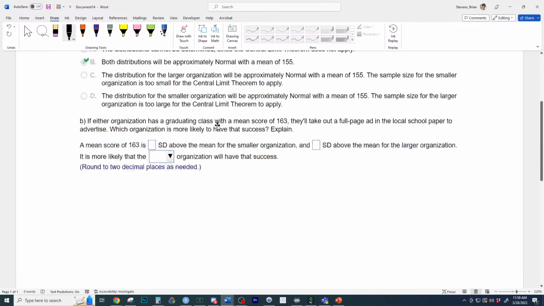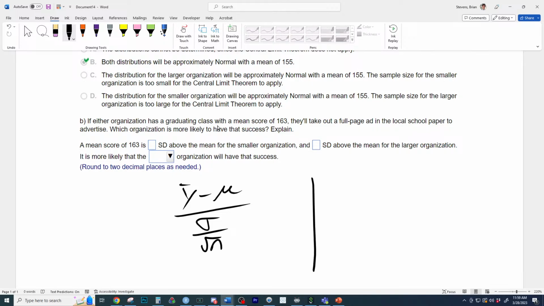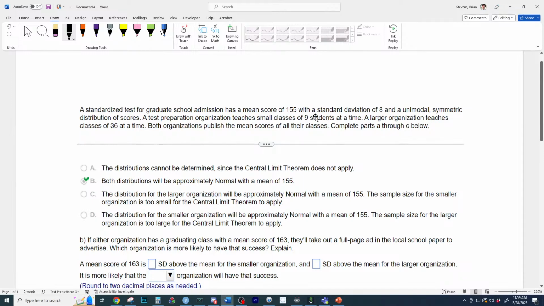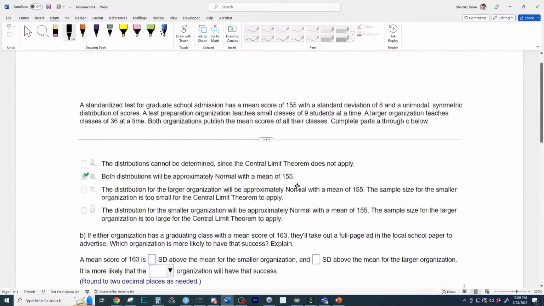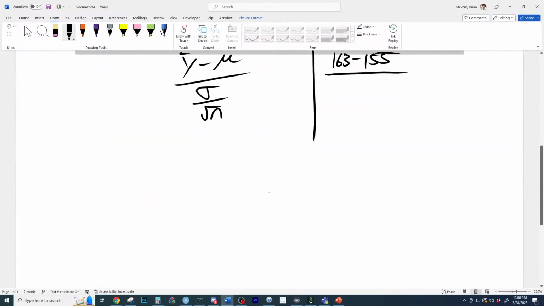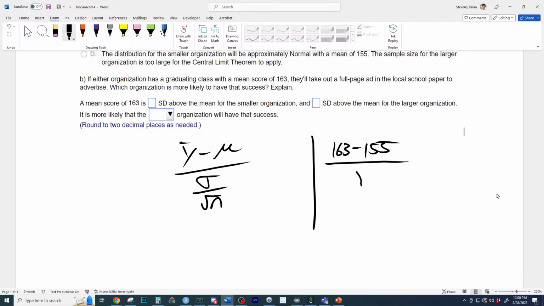So, the z-score is the sample mean minus the true mean over standard deviation over square root of n. So we need to do it for both classes right here. So for the first class, it's going to be the sample mean of 163 minus the true mean of 155 over, and what are the sizes? It's 9 and 36. And the original standard deviation was 8. So 8 over square root 9. And then the other one is 8 over square root 36.